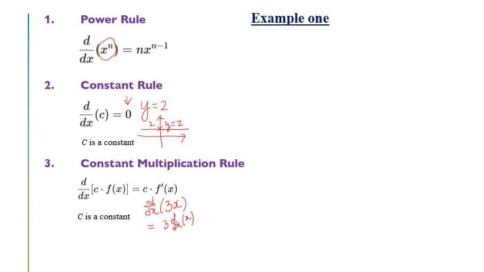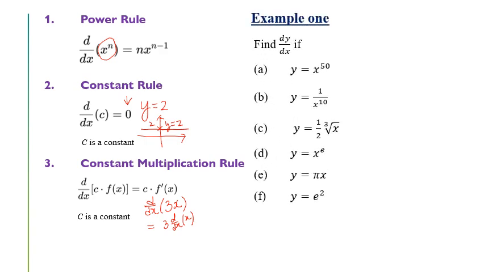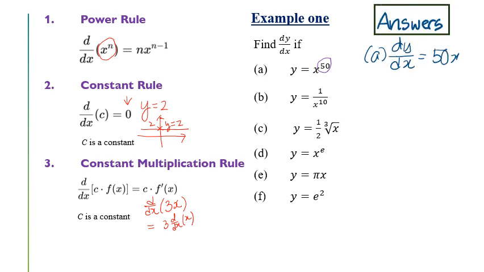All right, let's look at A. Recognize that the power is 50. So step number 1 is to bring 50 to the front, and then the power minus 1. So 50 minus 1 gives you 49. So that's quite easy, yeah?